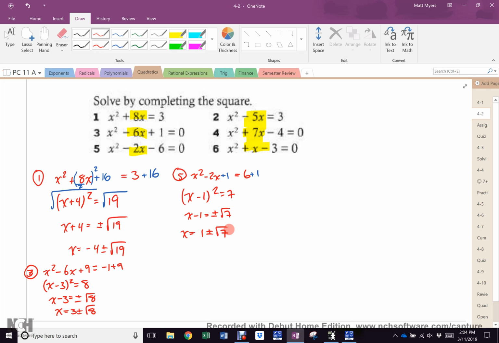Does anybody have an answer for me for number 1? Anybody? Liam? Yes, absolutely right. -4 plus or minus root 19. Does anybody have an answer for 3 for me? Sarah? 3 plus or minus the root of 8. Absolutely correct. Does anybody have a third one for me for number 5? Isabel? Absolutely correct. I'm going to turn the screen on.